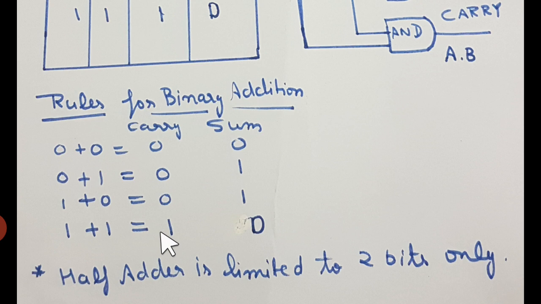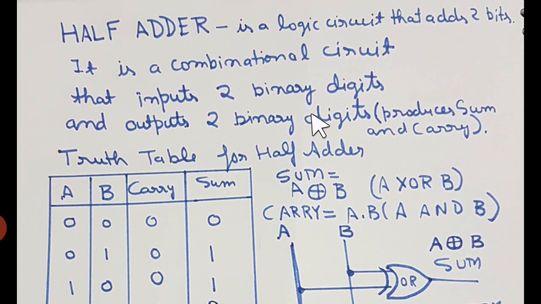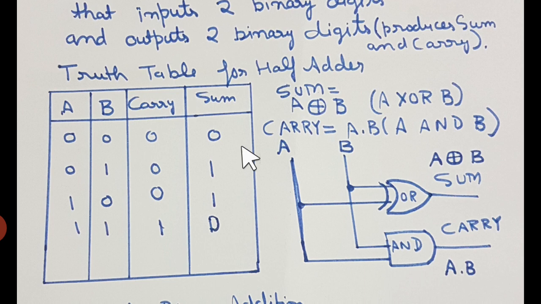Always remember that, students. That is why it is said that half adder inputs 2 bits and outputs 2 binary digits. These binary digits which are output are basically the sum and carry. Now this entire thing can be implemented through a truth table. So we make a truth table with 2 inputs A and B and 2 outputs carry and sum.